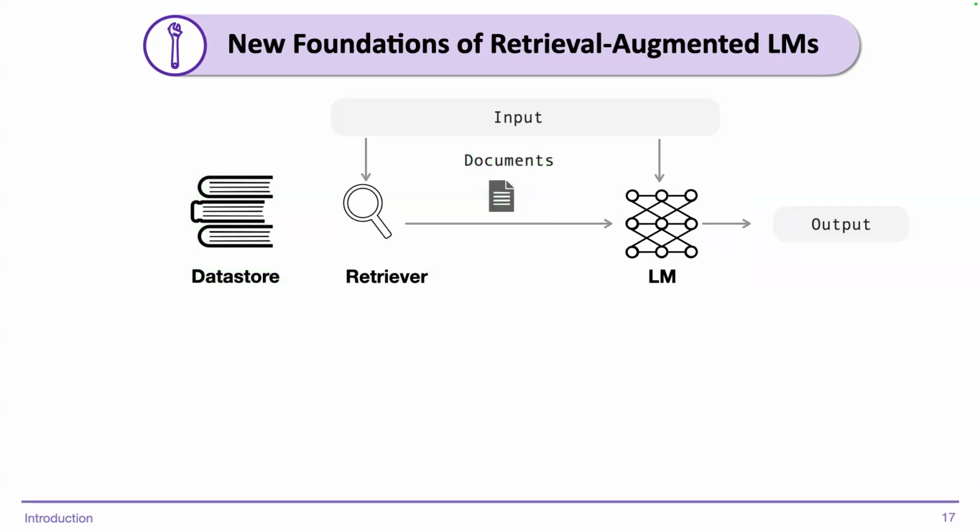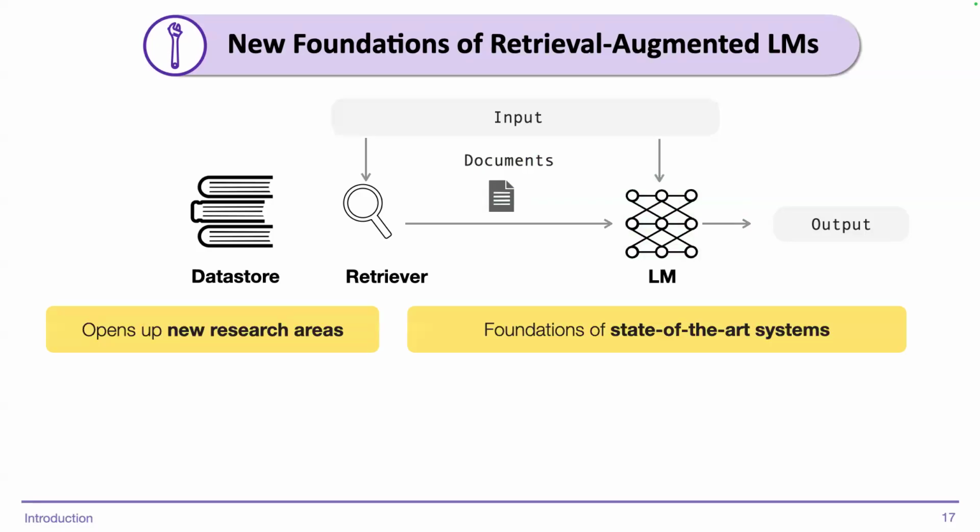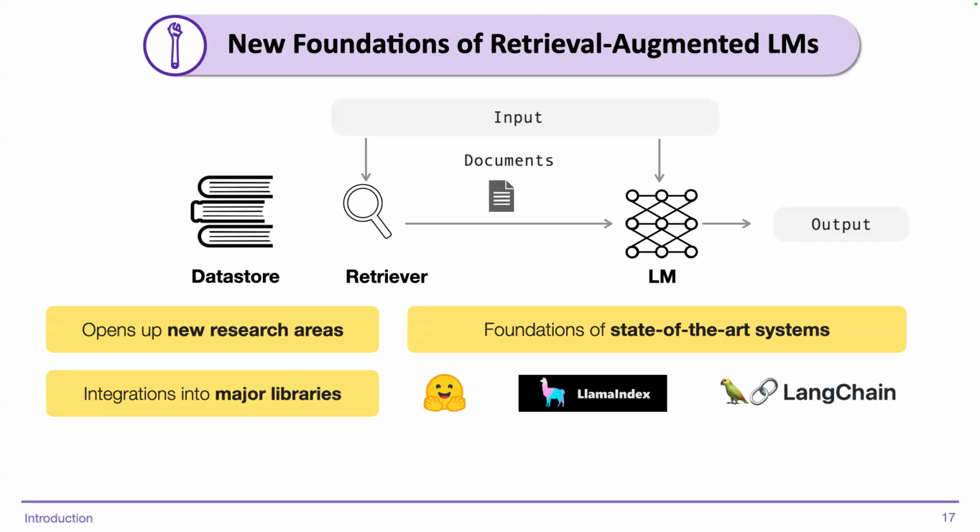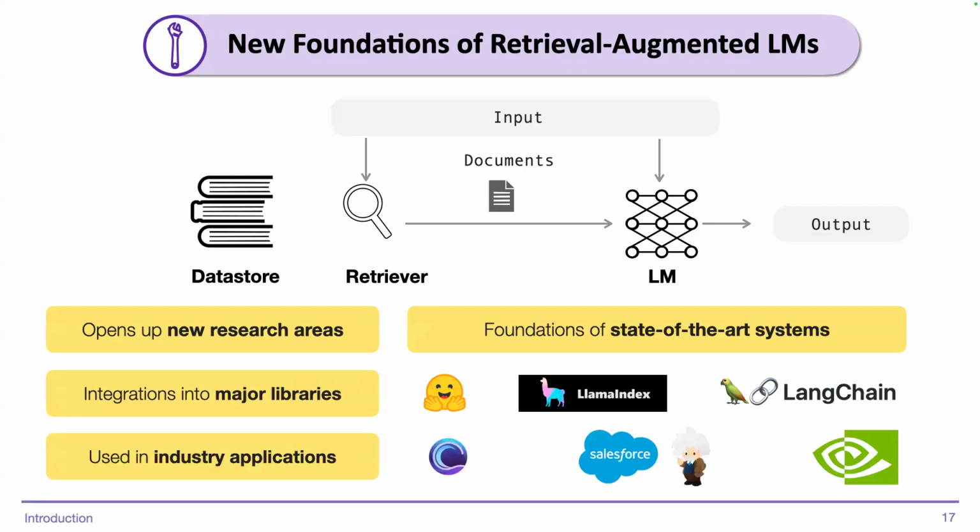I'm excited that my work has had a significant impact on the community, opening up new research directions and shaping today's state-of-the-art models. Many of my contributions have been integrated into widely used libraries like Hugging Face Transformers, LangChain, and LlamaIndex, which form the backbone of today's NLP and language model-based systems. Beyond academia, my research has been directly applied in industry, influencing both startups and major tech companies.